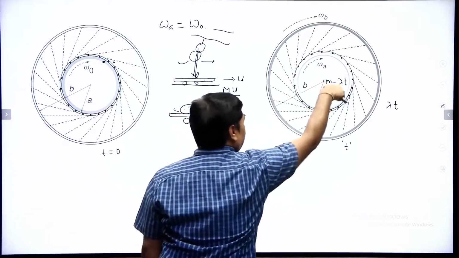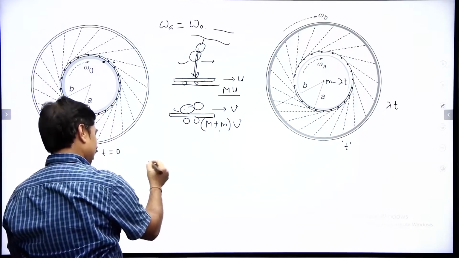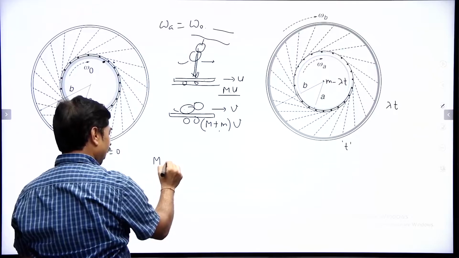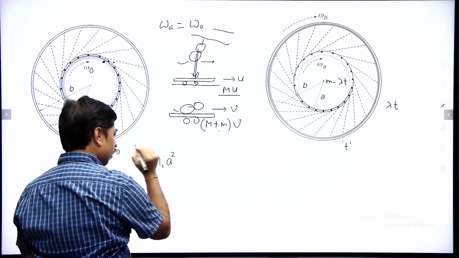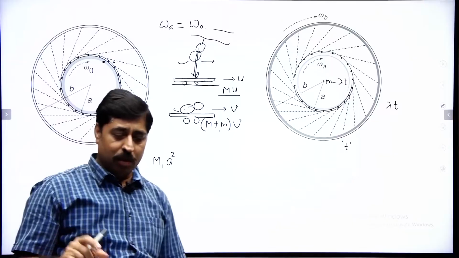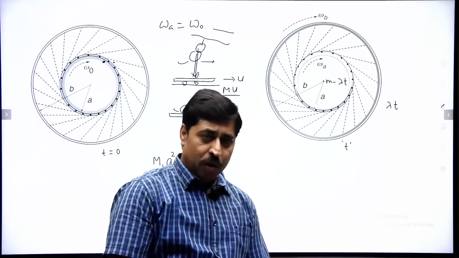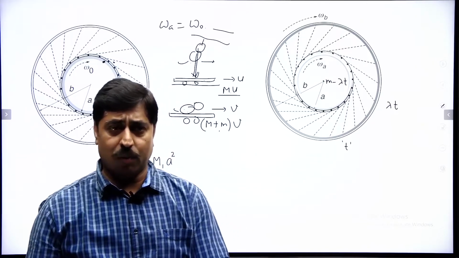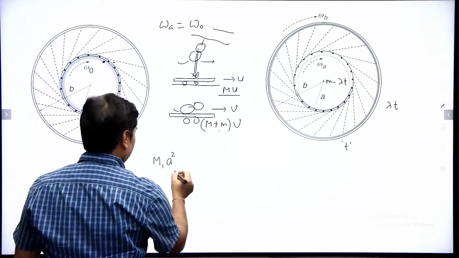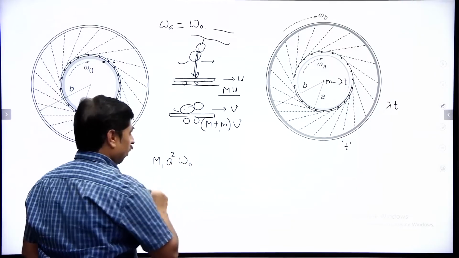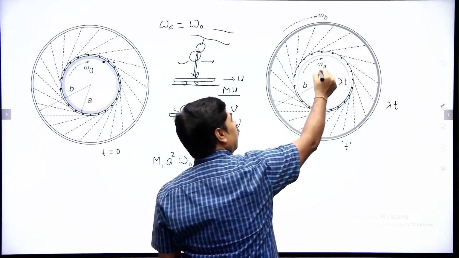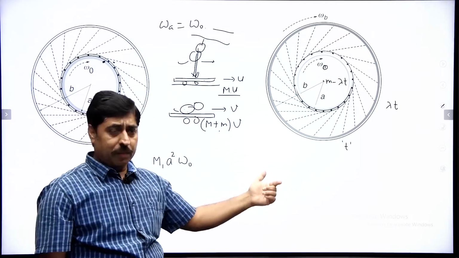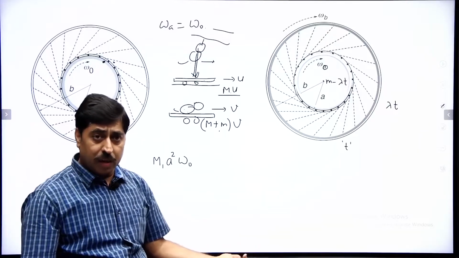So, for the inner drum, the moment of inertia is m1 a square. Am I right? It is a hollow drum, so about this axis the moment of inertia is simply m a square, m r square. So m1 a square into omega naught, because the angular speed of this particular drum is still omega naught at time t. I am writing the angular momentum at time t. So I omega for the inner drum.